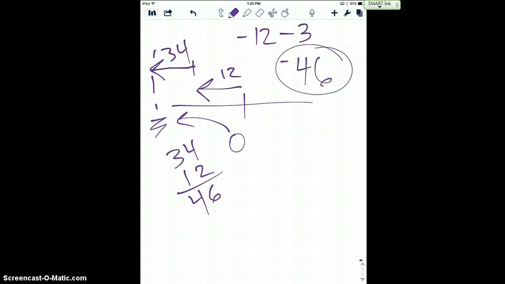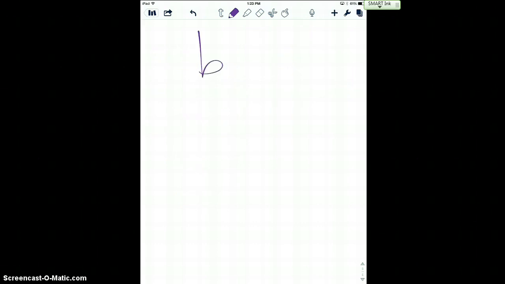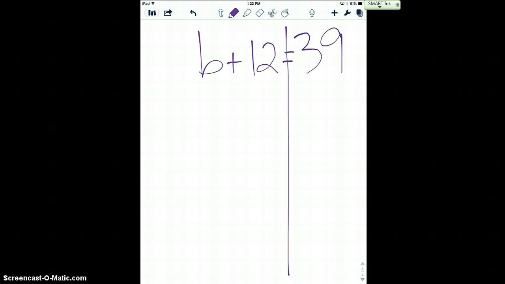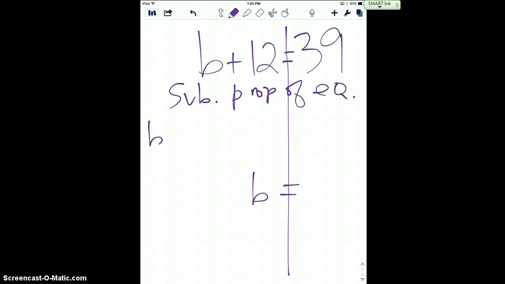Let's say I have something a bit easier for you. Let's say I have the variable b plus 12 equals 39. I'm going to draw my line so I keep everything equal. And now I need to get what b is worth. So to get b alone, I see I have an addition by 12. So I'm going to make use of the subtraction property of equality here. I'm going to subtract a certain number, b plus 12 minus something, equals 39 minus that same something to keep things equal.